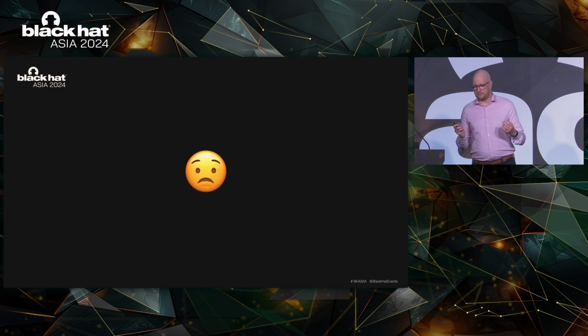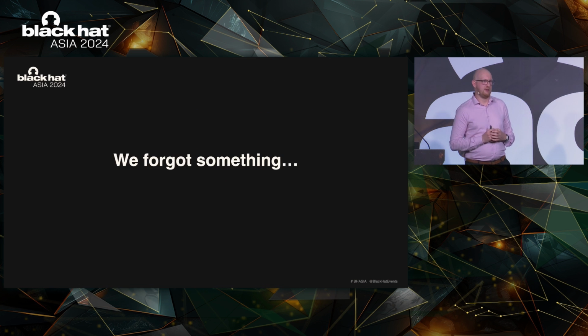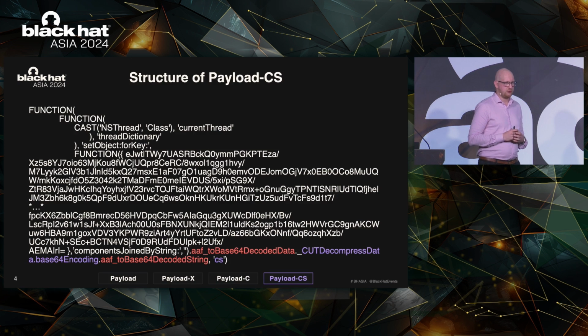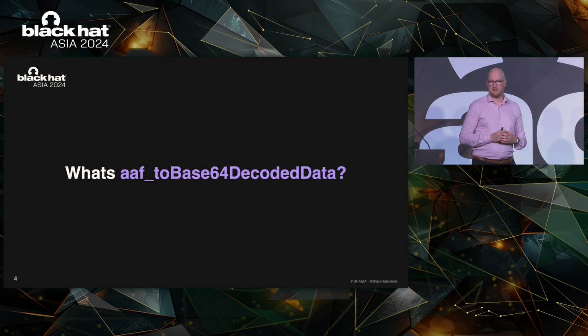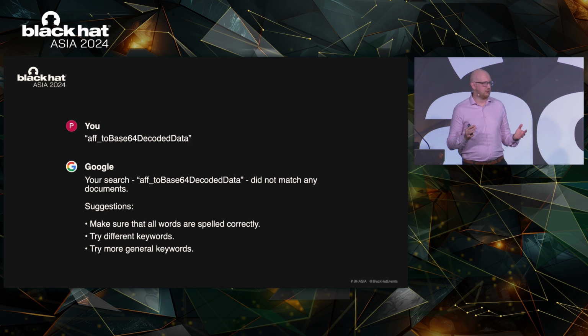And that didn't work. We forgot something. If we look back at the overall structure of payload CS on the very first slide, we can see that this payload is base64 decoded, but it also has something called a cut decompression, and then once again it uses some AAF base64 decoding. I have no clue what this is. So what's AAF to base64 decoded data? This time I didn't revert to ChatGPT, but I just wanted to find out if Google knows anything about this. And they don't.